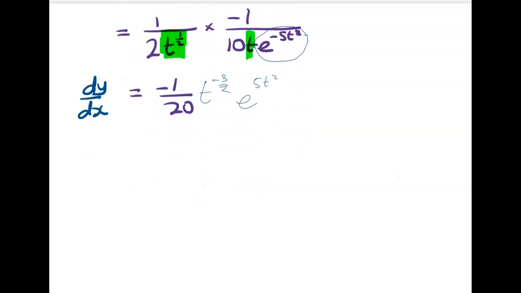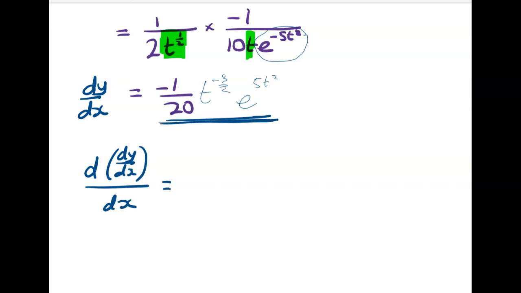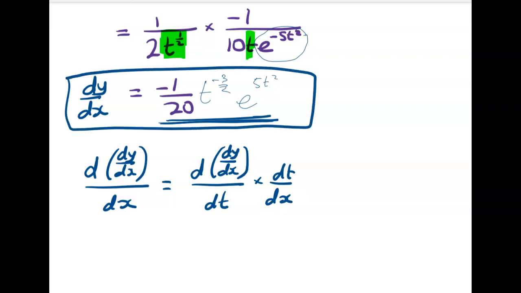Now, to find the second derivative, what we want to do is differentiate dy by dx with respect to x. But we can't do it directly because this is in terms of t. So what we can do is differentiate this with respect to t and then use the chain rule to get me out of the mess, right? So times by dt by dx. And to differentiate this, we're going to need to use the product rule, but it's not too bad, and we've already got this from up above. So all we need to do is just go quite slowly through the next bit of working.